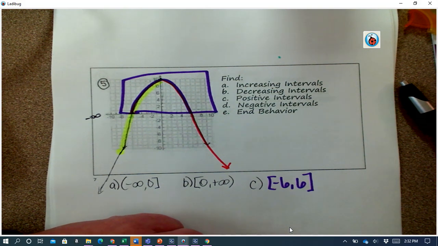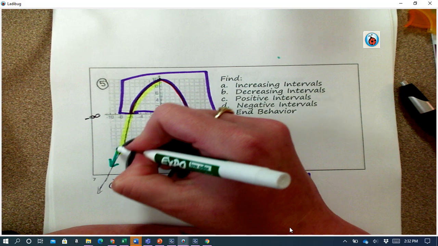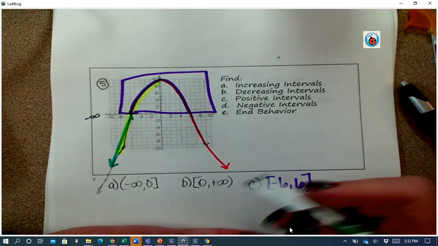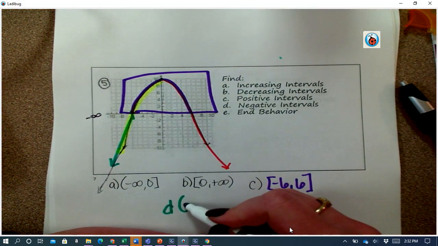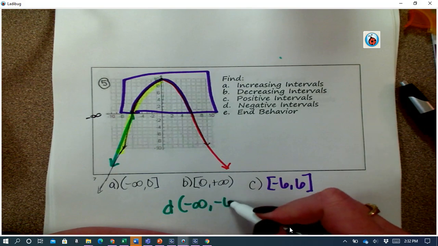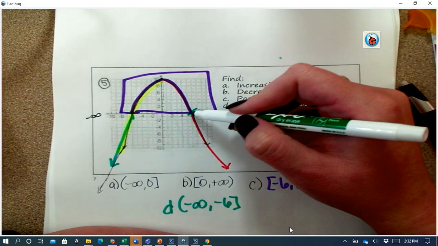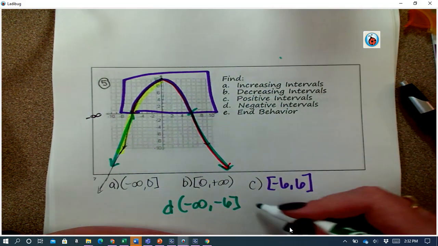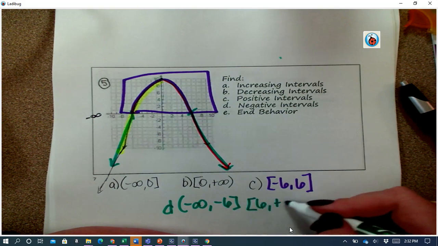Negative intervals are the section of the graph that's below the x-axis. So it's from the arrow all the way to -6. So the arrow is showing you negative infinity to -6, and then over here, 6 to positive infinity.